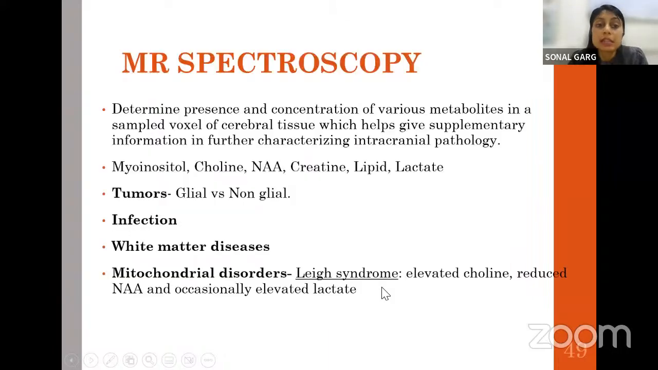So this is what we call an MRI spectroscopy, which helps to determine the concentration of various metabolites in different parts of the cerebral tissue, which gives us supplementary information in characterizing this pathology further. And just to repeat, you don't need contrast for spectroscopy, so it can be run in the same test. For tumors, it helps us differentiate glial from non-glial. It helps in infection, white matter diseases, mitochondrial disorders like Leigh syndrome, etc. So it has a good amount of clinical applications.